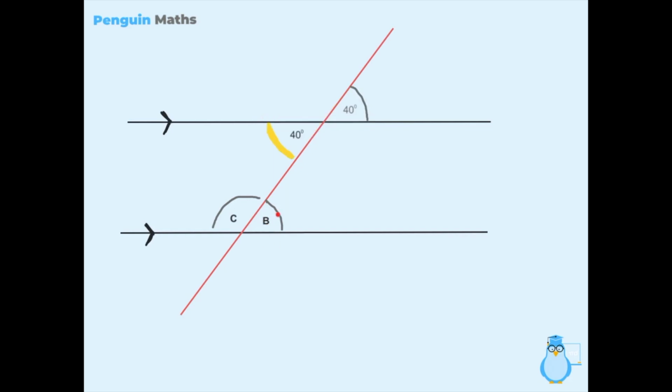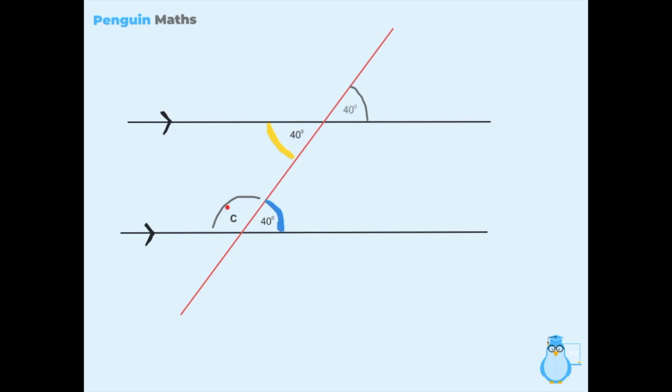So moving on to angle B, we know that if we draw what looks like a Z shape between this angle of 40 degrees and angle B, we can see that they are both alternate angles. Therefore, angle B must also be equal to 40 degrees through the principle of being alternate angles.